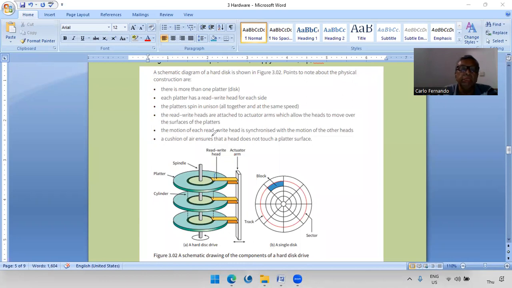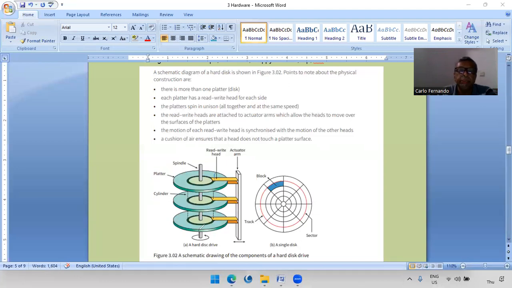The motion of each read-write head is synchronized with the motion of the other heads. So these heads all synchronize the same way. If this moves that way, all move that way. If this moves to the middle, the center of this track, then the others also do the same thing. That is, the motion of each read-write head is synchronized with the motion of the other heads. A cushion of air ensures that a head does not touch a platter surface.